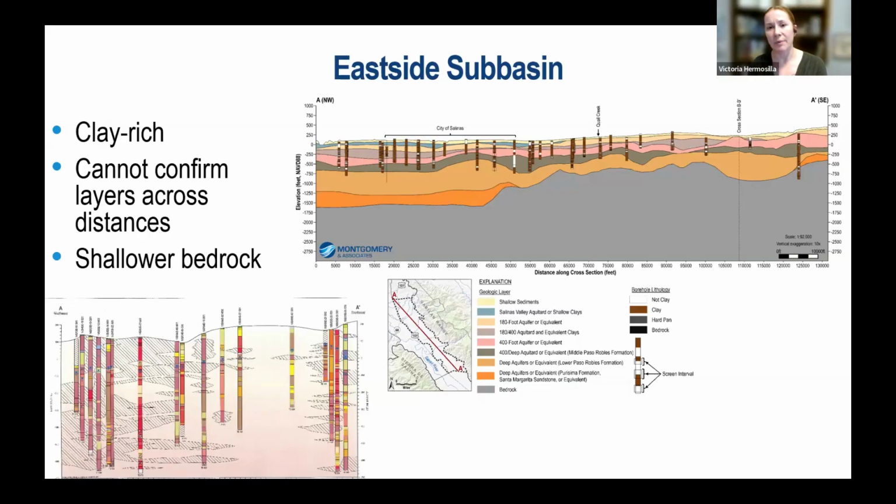And then the other thing to keep in mind with the East Side Subbasin is that it has shallower bedrock than was expected. And that has an impact also on how groundwater flows. And this is our expected direction of groundwater flow along this long axis of the East Side Subbasin, generally.